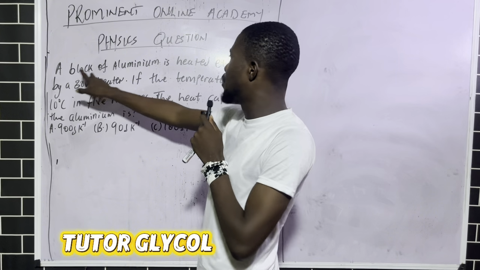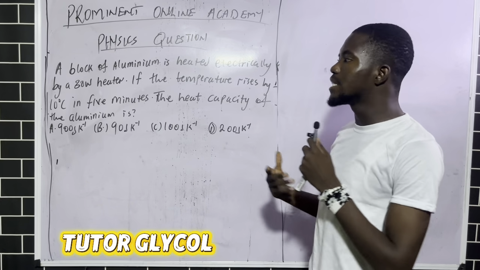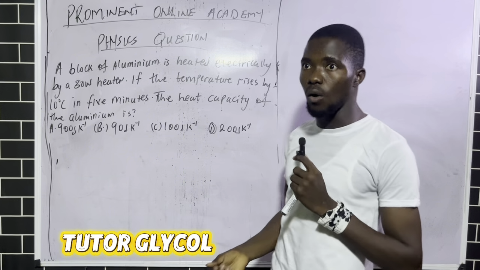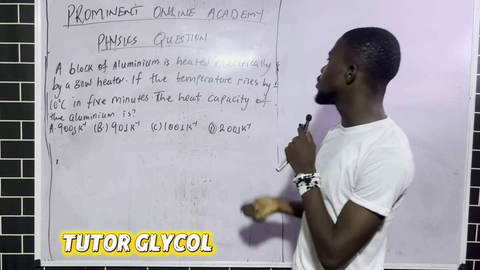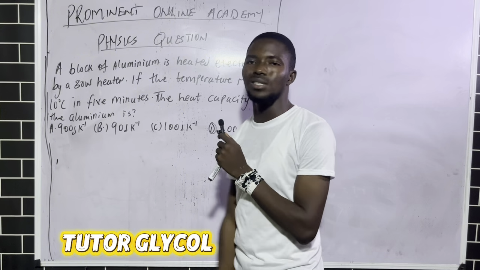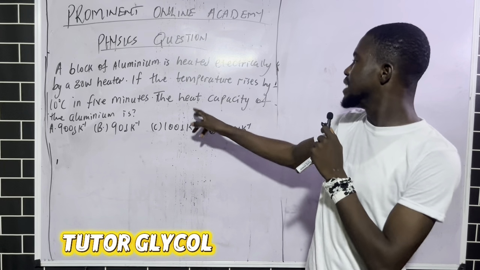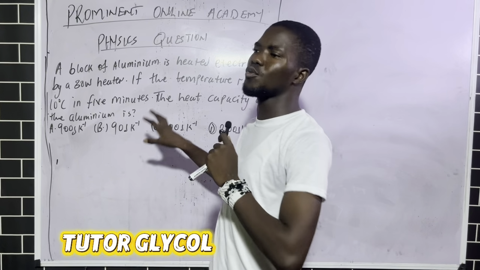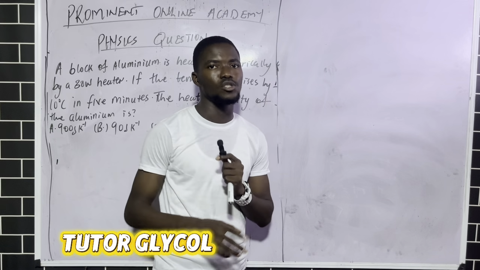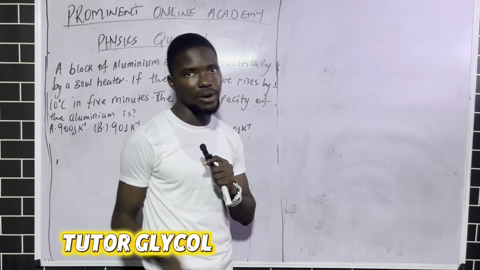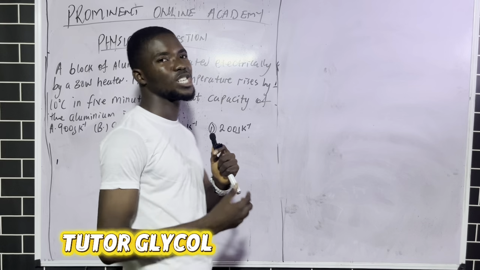It says a block of aluminum is heated electrically by a 30-watt heater. If the temperature rises by 10 degrees Celsius in 5 minutes, the heat capacity of the aluminum is what? So this question actually comes from a part of physics known as heat energy, right? Measurement of heat energy to be specific.